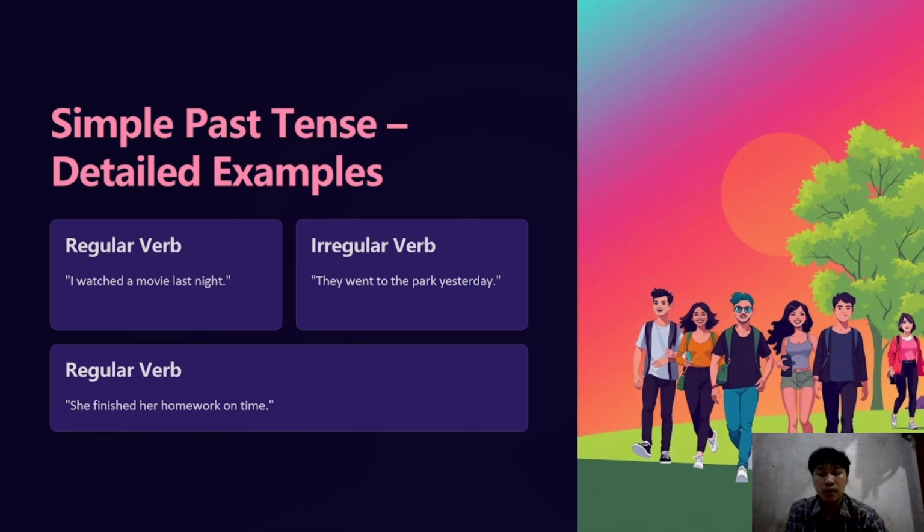Lastly, she finished her homework on time is another example. Here, finished shows that her homework is complete. The simple past is great for talking about finished tasks, activities, or events.